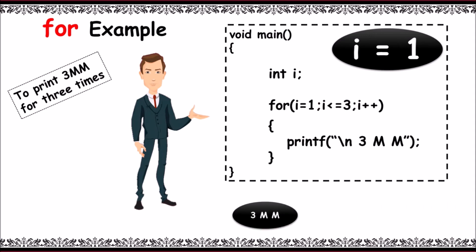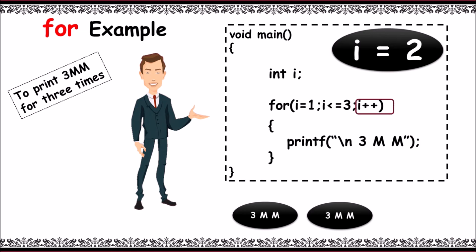And then, value of i gets incremented, that is i is equal to 2 now. Then, the condition 2 less than or equal to 3 is verified. As it is also true, the control enters the loop body and prints 3mm for the second time. And i gets updated to 3, that is i is equal to 3.